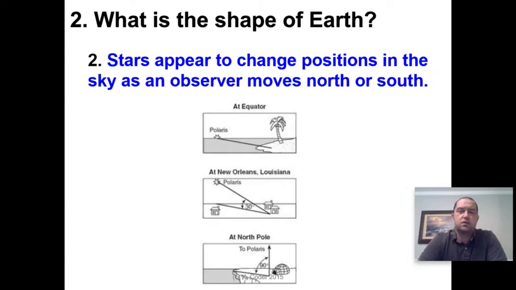We also know it's spherical because when we look at stars, they appear to change positions in the sky as an observer moves to the south. For instance, the North Star, Polaris. When I'm at the equator, it's right at the horizon. As I move north from the equator to New Orleans, Louisiana, it rises about 30 degrees. And then when I get to the North Pole, it is at 90 degrees above the horizon. We're going to talk a little bit more about Polaris when we get to latitude and longitude.